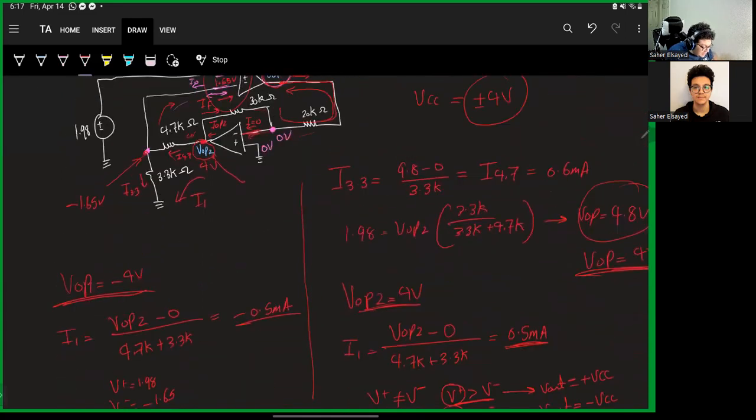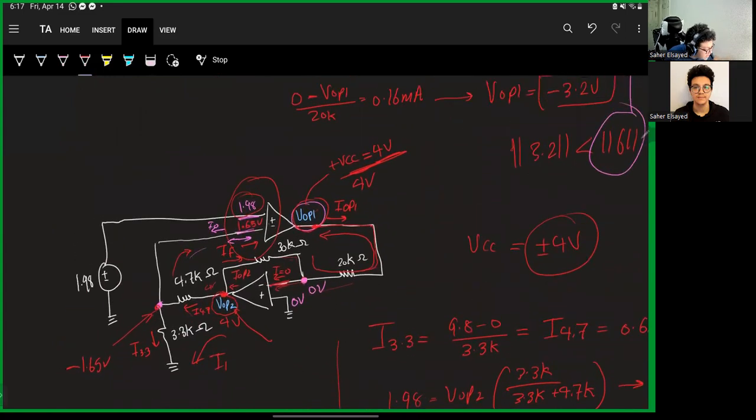Okay. Let's try to verify our answer here. Let's figure out what is our IF first, okay? What is IF? IF here is VOB2 minus the voltage here.